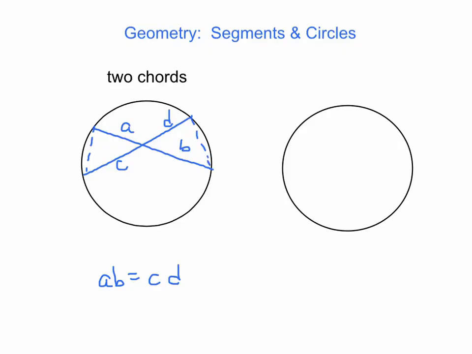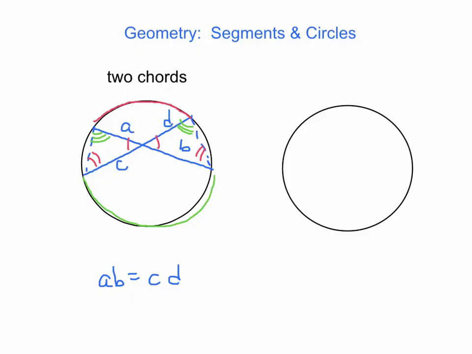And here's why. First of all, this vertical pair of angles are congruent. Also, these two angles are congruent to each other because they sweep out, or intercept, the same arc. And then finally, these two angles are congruent to each other because they also sweep out a common arc. So, these two triangles are similar, and as a result I can set up a proportion.